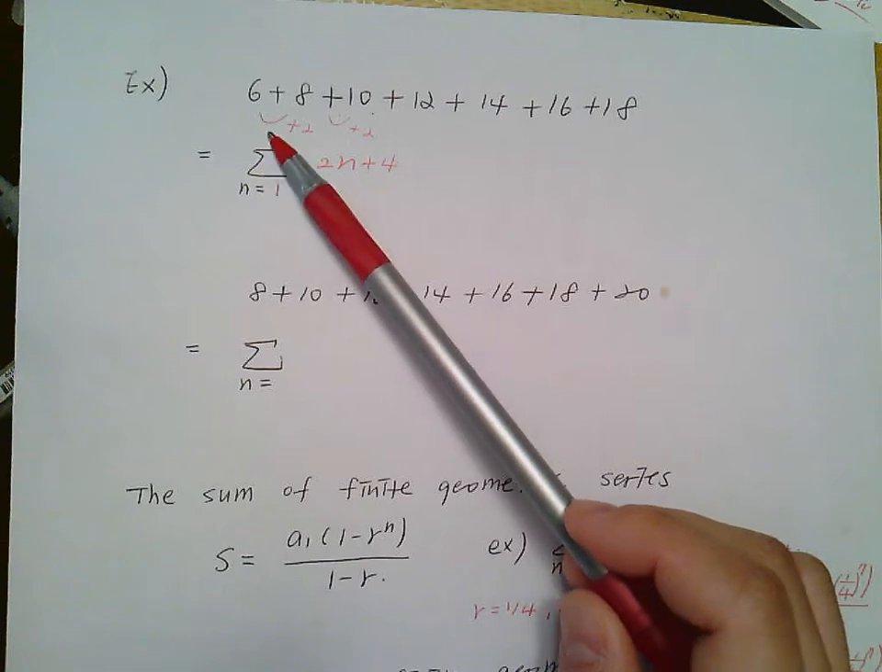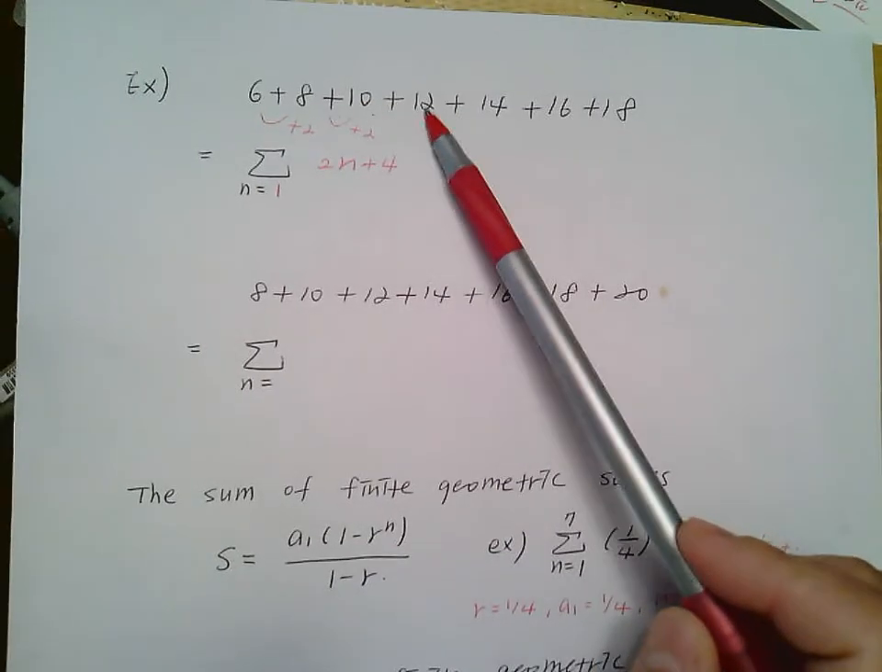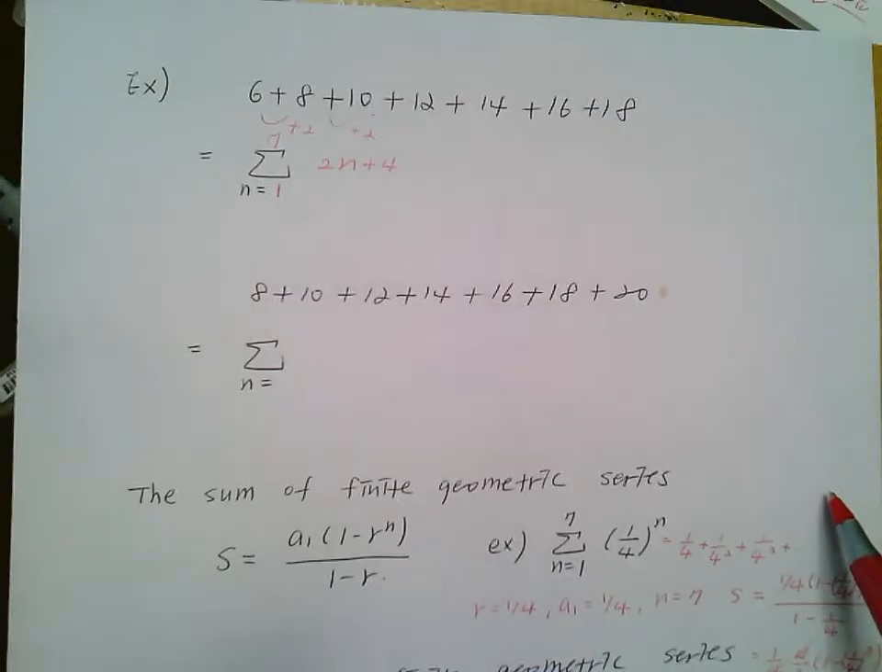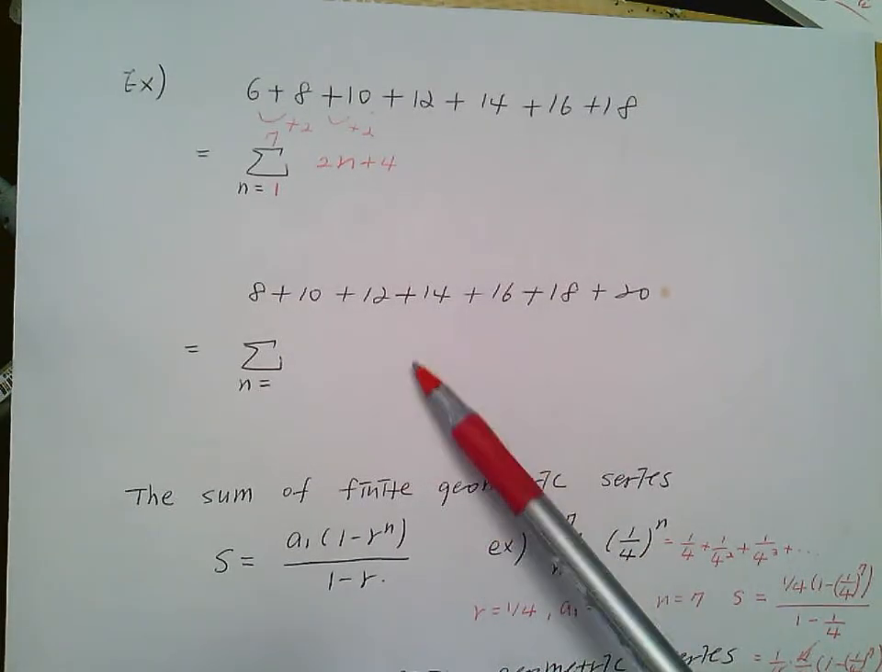Now we need an upper bound. So how many terms? 1, 2, 3, 4, 5, 6, 7. So this one is a 7. All right. Now let's try the next one.